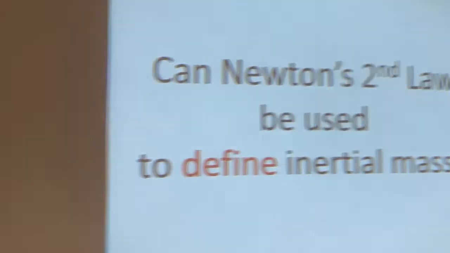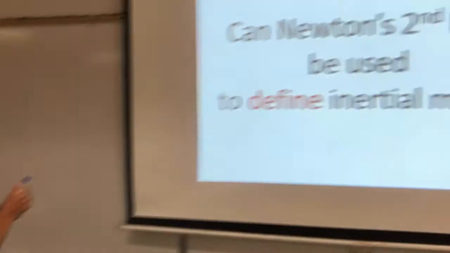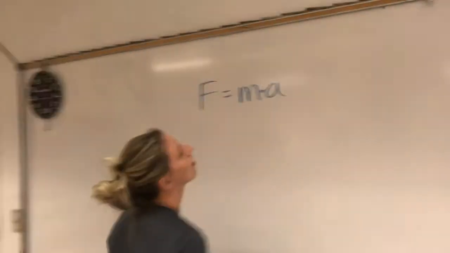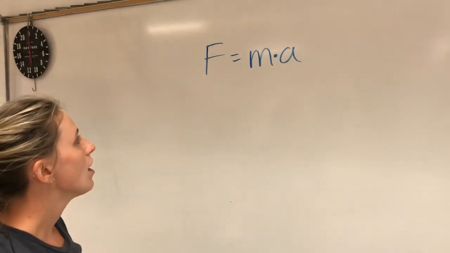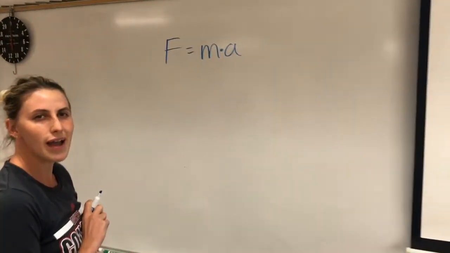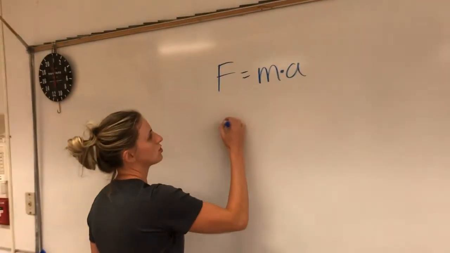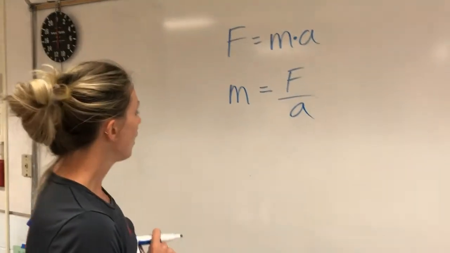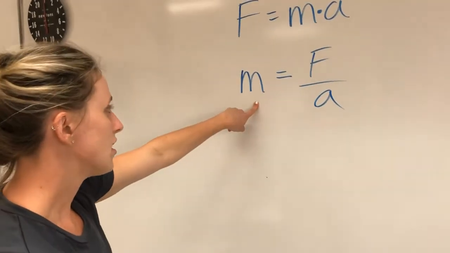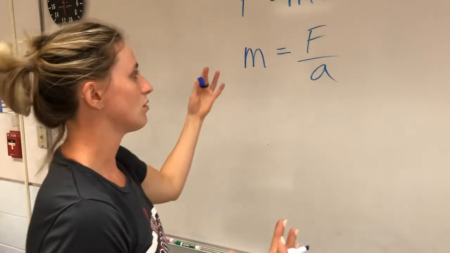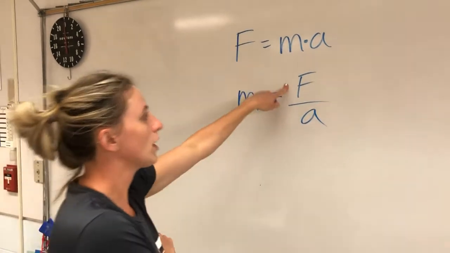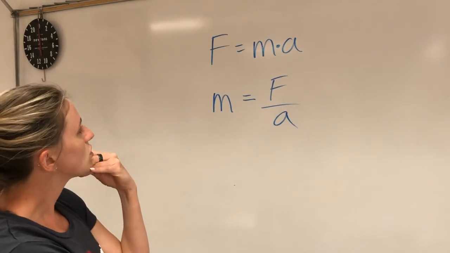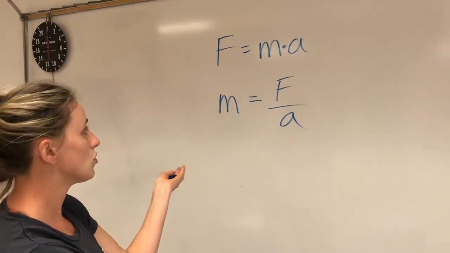Can Newton's second law be used to define inertial mass? Well, here's Newton's second law. Now, what does inertia have to do with it? Inertial mass. Mass, right? If I wanted to solve this for mass, it would look like this. Inertial mass is essentially the amount of force per unit acceleration that we have. So the greater the force, the greater the acceleration. The less the force, the less the acceleration. And so we have a definition of inertial mass.